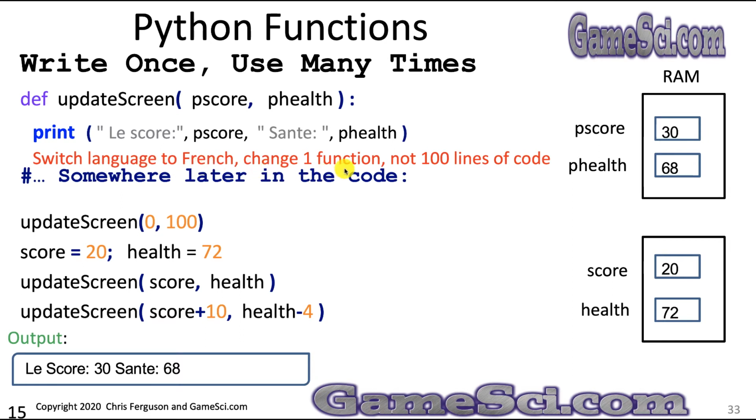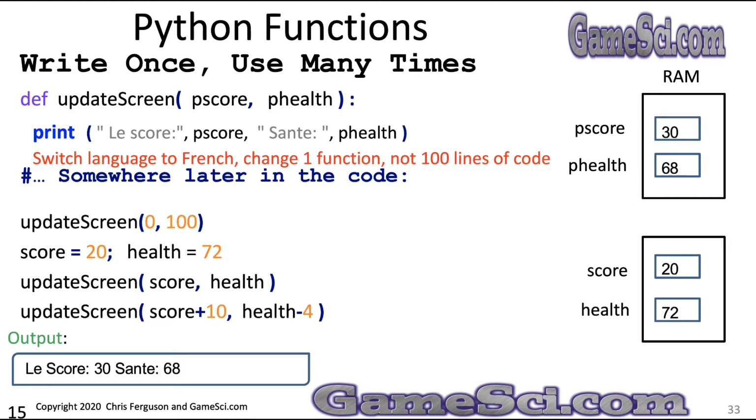I have to change one function, not 100 lines of code that update the screen with the health and score. And there you see it on the output. The score and health get updated for the French language. It is so much easier to maintain and improve your code when you break your code up into small functions.